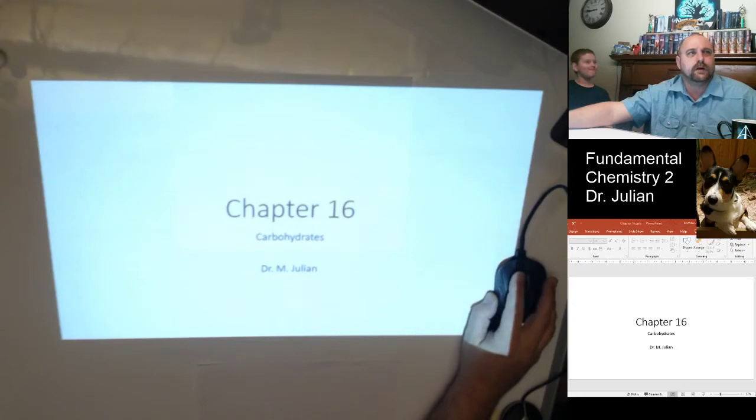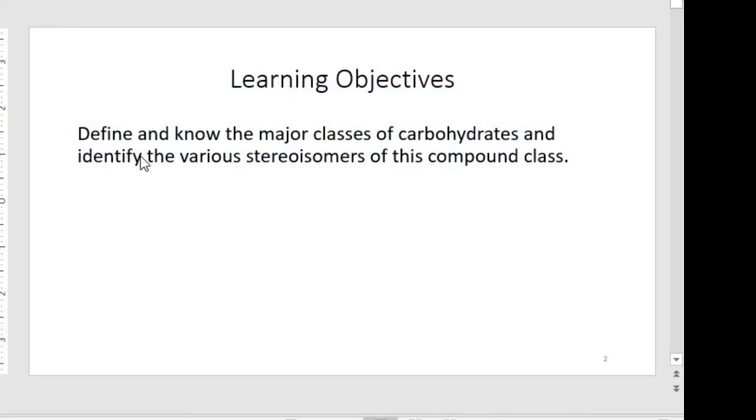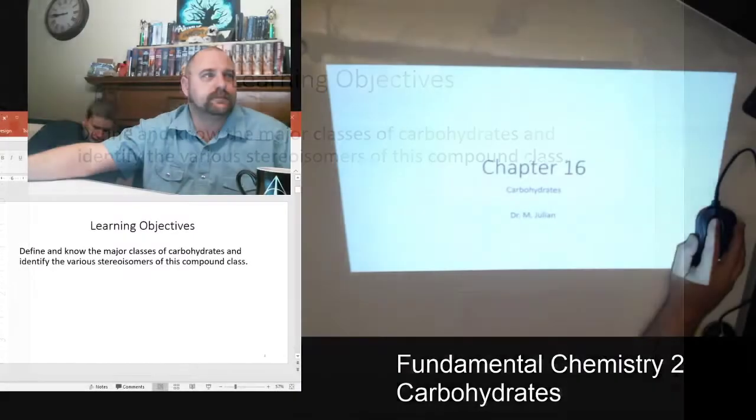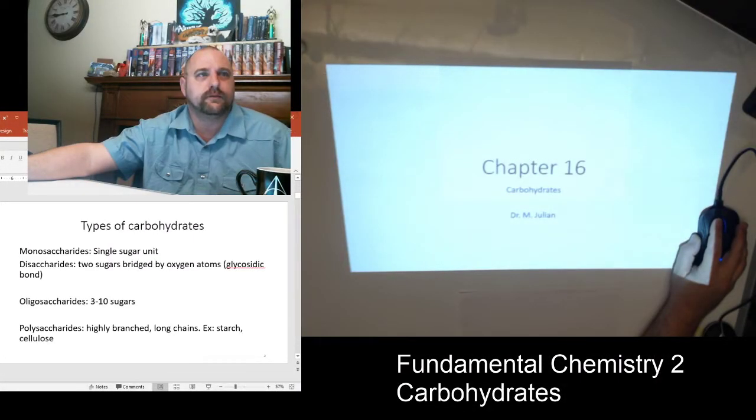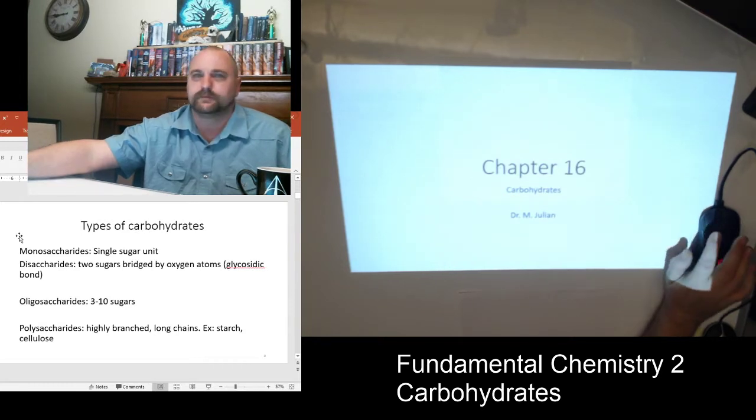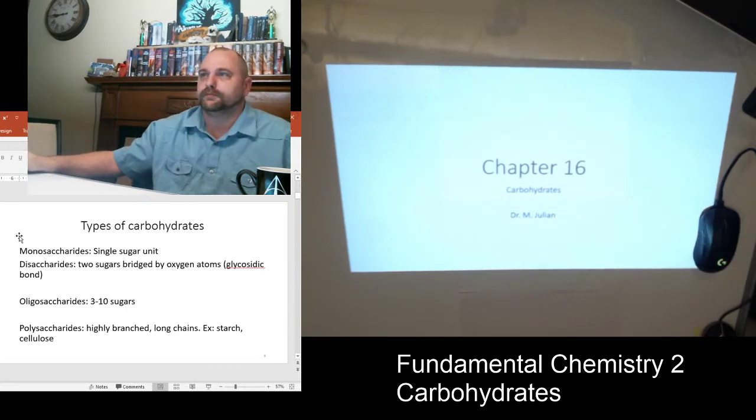So our learning objectives on this chapter: we want to know the classes of carbohydrates, and be able to look at stereoisomers. Most of this chapter is going to be about learning how to identify the different types of carbohydrates.